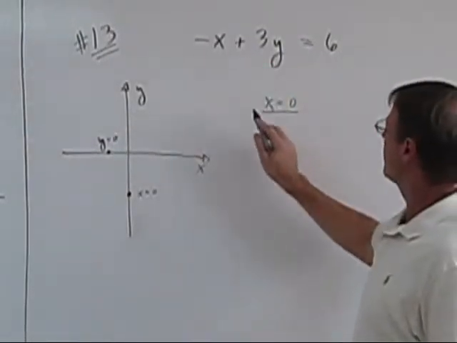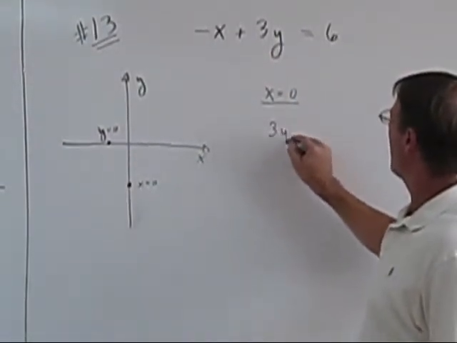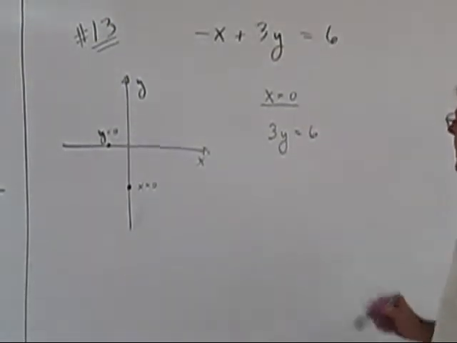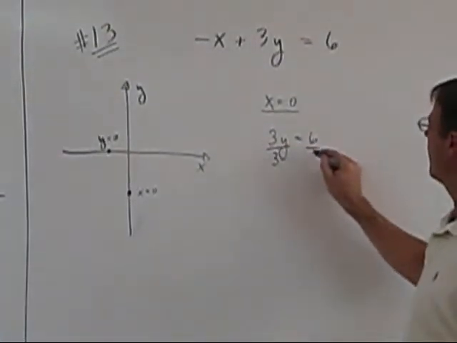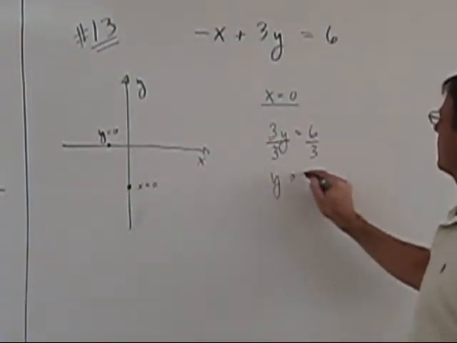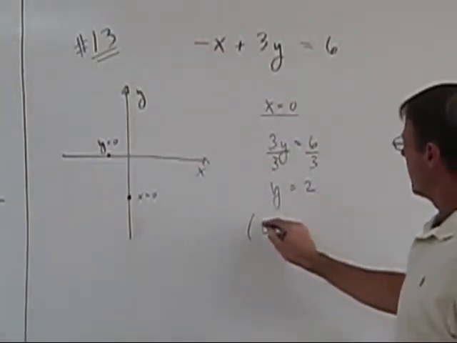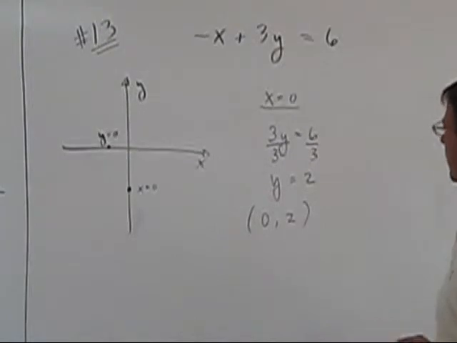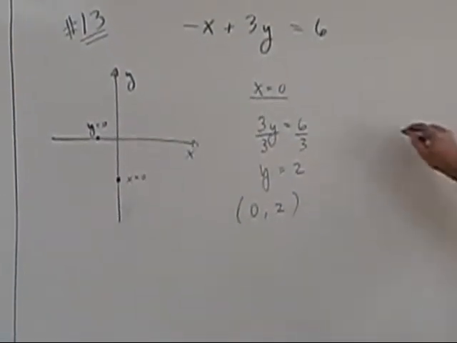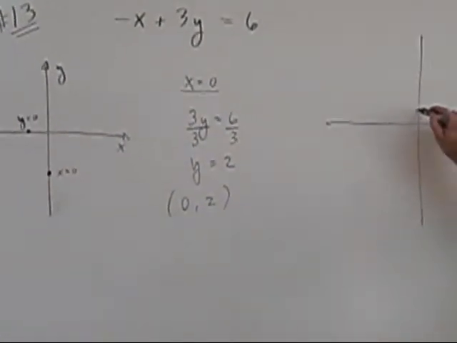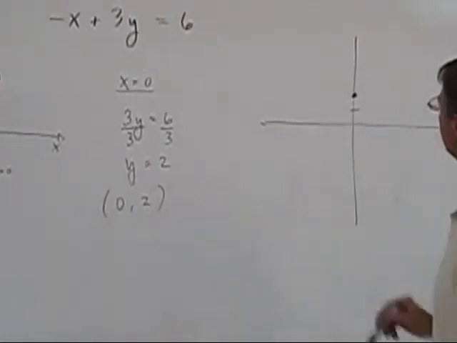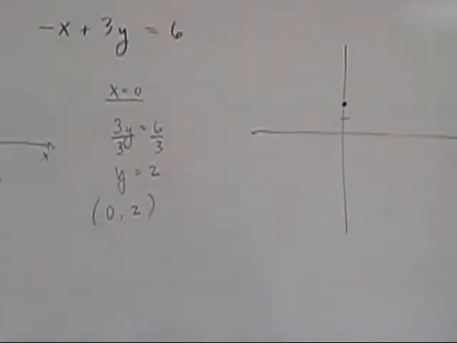I plug in x equals 0, I have 3y equals 6. Then I solve for y. Divide by 3, y equals 2. So I have the point (0, 2). And I can plot that. (0, 2). Okay, so that takes care of the y-intercept.